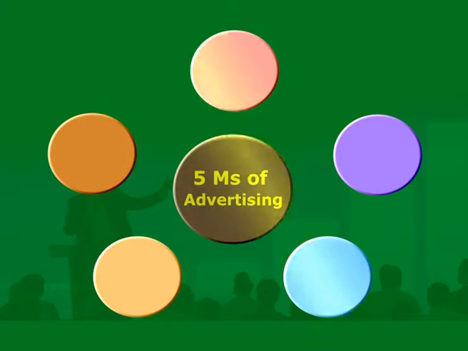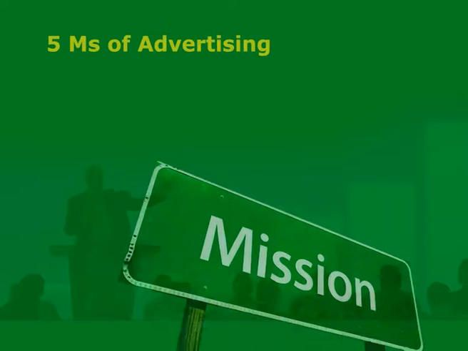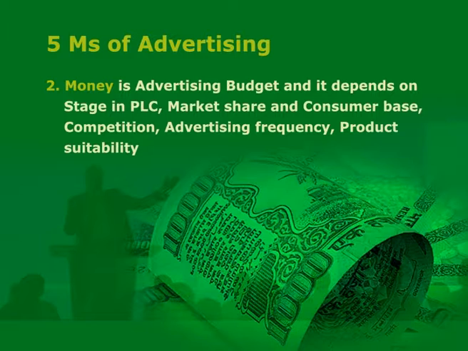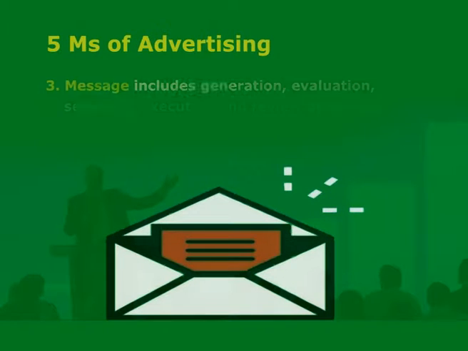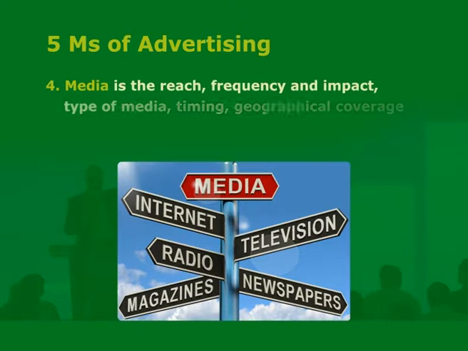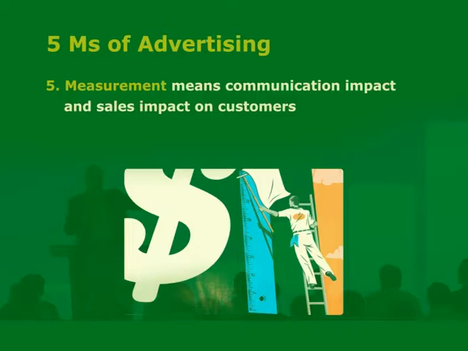Next, a very important thing to learn in advertisement is the 5 M's of advertising, which include mission, money, message, media and measurement. Mission means setting of sales goals and advertising objectives. Money is the advertising budget and it depends on stage in product life cycle, market share, consumer base, competition, advertising frequency and product suitability. Message includes generation, evaluation, selection, execution and review of message. Media is the reach, frequency and impact, type of media, timing, geographical coverage. Measurement means communication impact and sales impact on the customers. So, each of these M's plays a very vital role in advertising decisions.